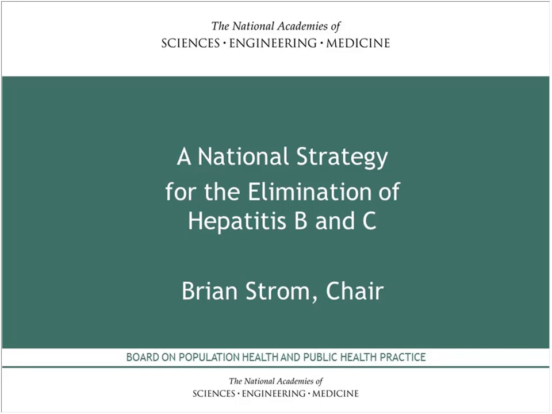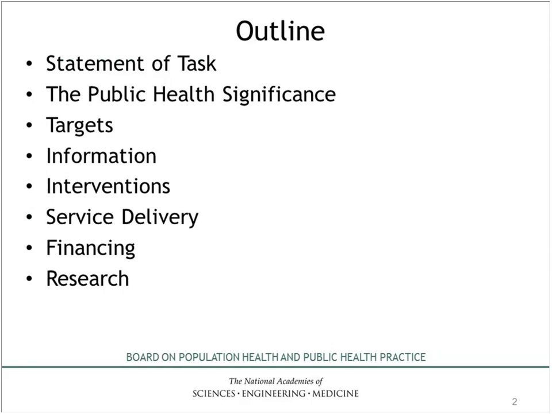So the report, again, is a national strategy for the elimination of hepatitis B and hepatitis C. I'm going to briefly go through the statement of task, the public health significance of hepatitis, the targets that we ended up choosing as part of it, the target reduction we ended up choosing as part of the report, and key sections on information, intervention, service delivery, financing, and research, and I'll define each of those and chose them in the order we chose them as I go through.